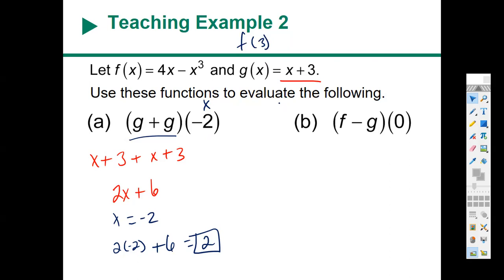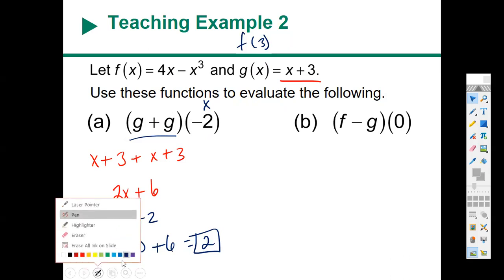I don't know. Replace X with 3. Replace X with 3, right? So that's what this is telling you. It's telling you to do this operation and then replace X with -2. Does that make sense? Okay, let's try another one.